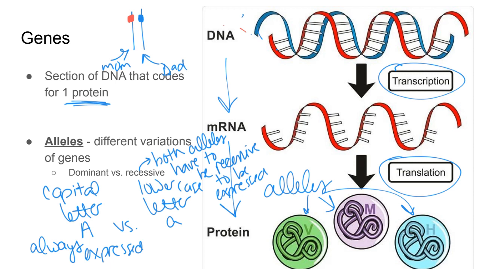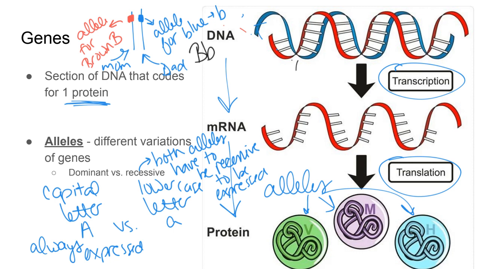Let's say that mom has the allele for brown eyes, which is dominant, so a capital B. Dad has the allele for blue eyes, which is recessive, so we write it as a lowercase b. So therefore, the two alleles that you have for eye color are one big, one little, one dominant, one recessive. Your eye color then is going to look brown because the dominant one is going to overshadow the recessive one. And now let's look at the vocabulary that's going to go along with that.